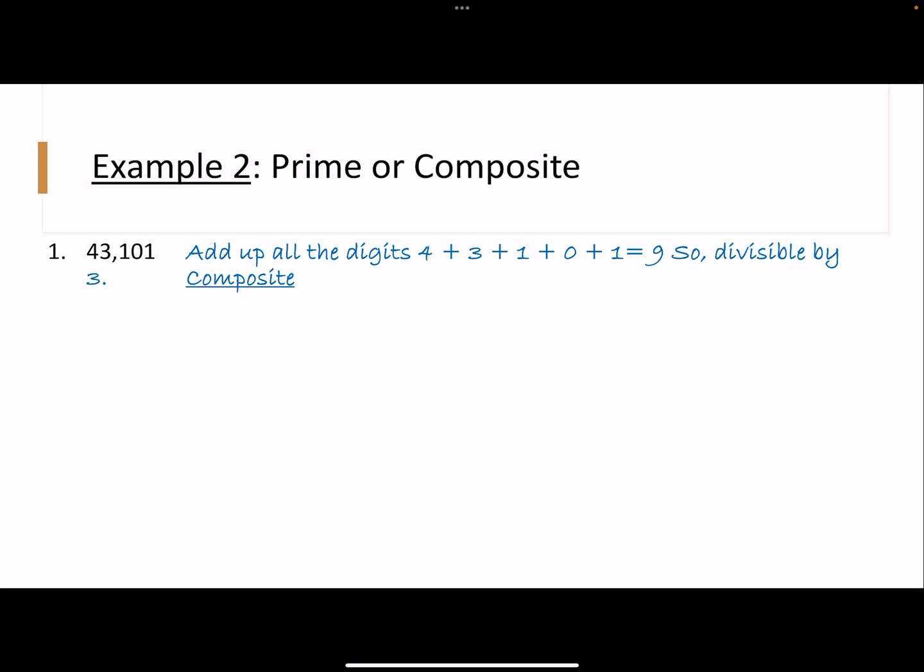The number 43,101. Why is it considered a composite number? We're going to use one of our divisibility tests, and I'm going to add up all the digits of that number. 4 plus 3 plus 1 plus 0 plus 1 equals 9, and 9 is divisible by 3. That means that 43,101 is divisible by 3. So because I have proven that it's divisible by some number other than 1 and itself, we consider that a composite number.